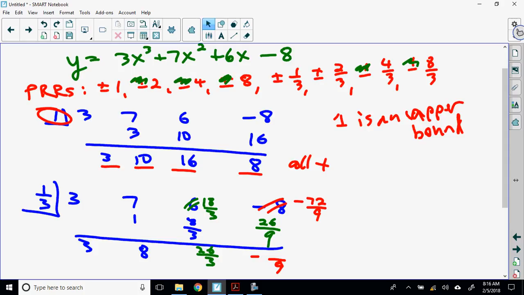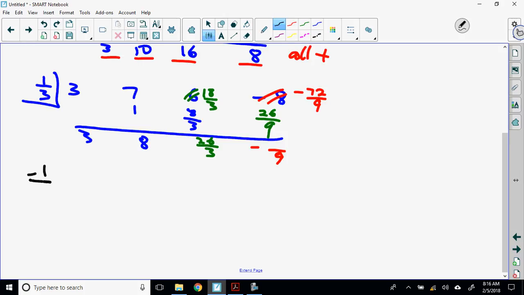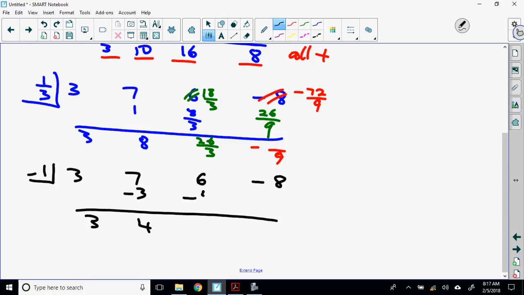You think maybe we should try just -1? All right. Let's try -1 and see what happens. So we put the -1 in the box. Here's our 3, 7, 6, -8. Boom. There's 3, -3, 4, -4, 2, and -2. And then that's what? -10. Hope I did that right. Does that look right?